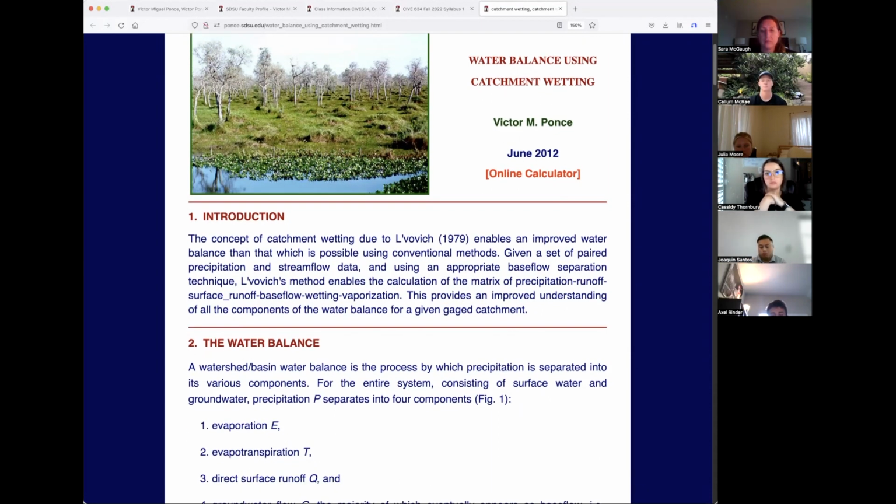The concept of catchment wetting, due to Leibovich, enables an improved water balance over that which is possible using conventional methods. I published this paper in 1995. Very complex paper.